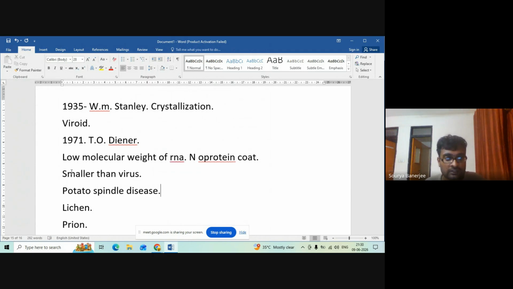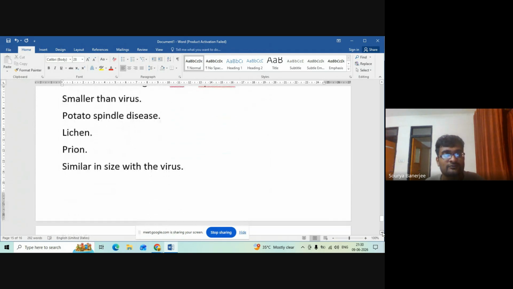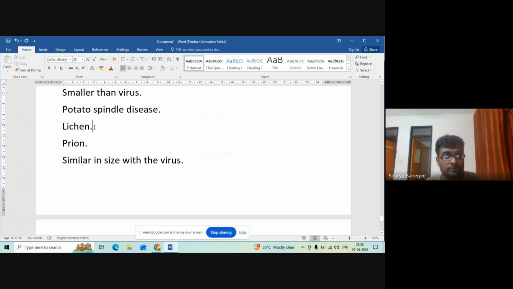Now coming to lichen, let's finish the lichen. Lichen is a good indicator of pollution, first of all. Next, lichen is not a single entity. It contains algae and fungi, an algae and fungi combination. Algae makes their own food, gives it to the fungi, and fungi in return gives algae the shelter.